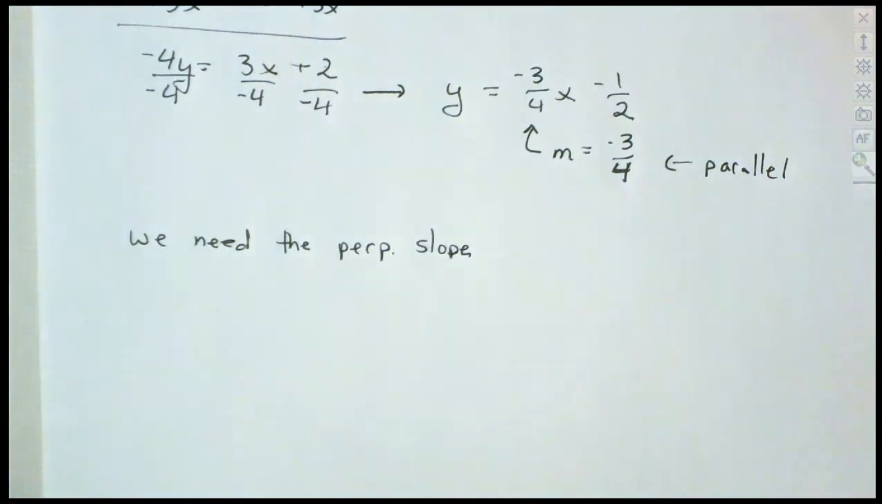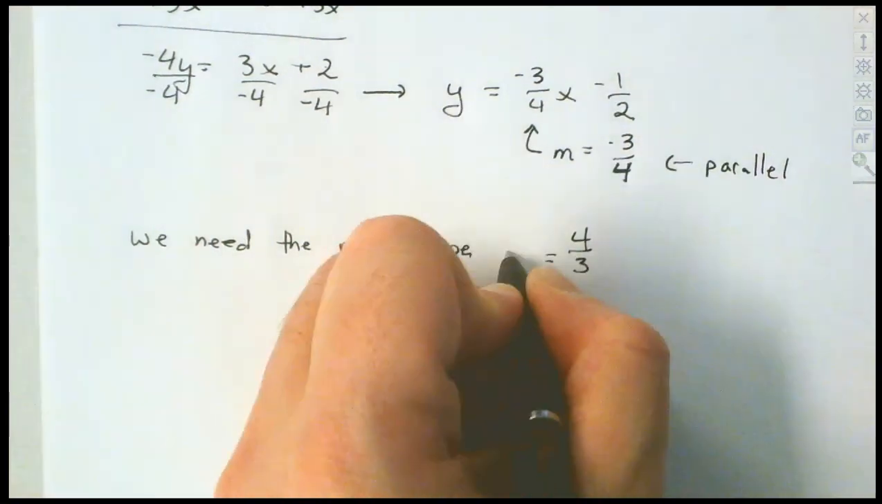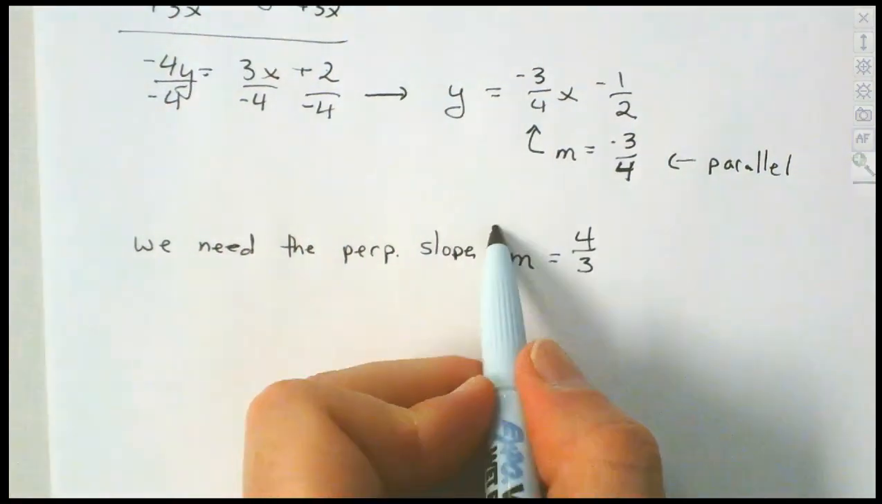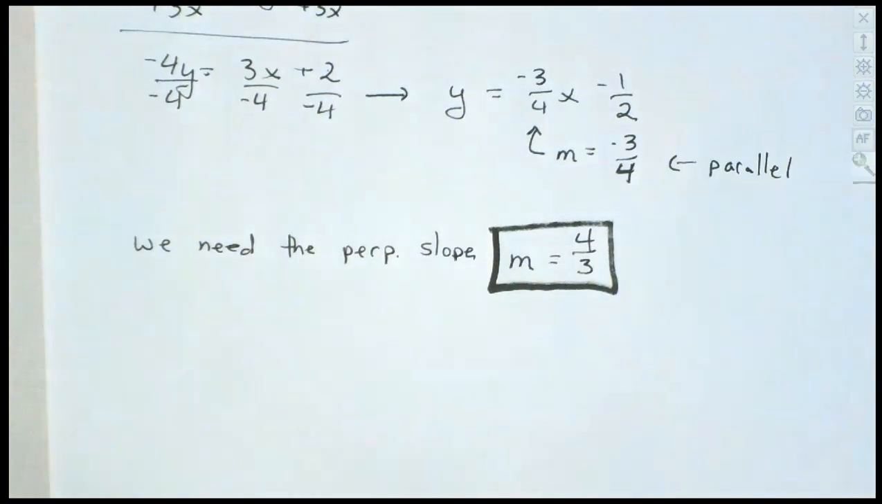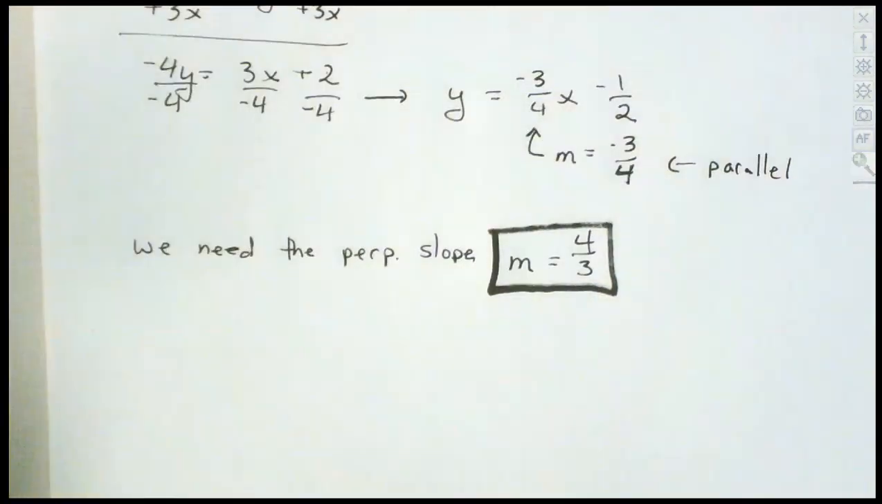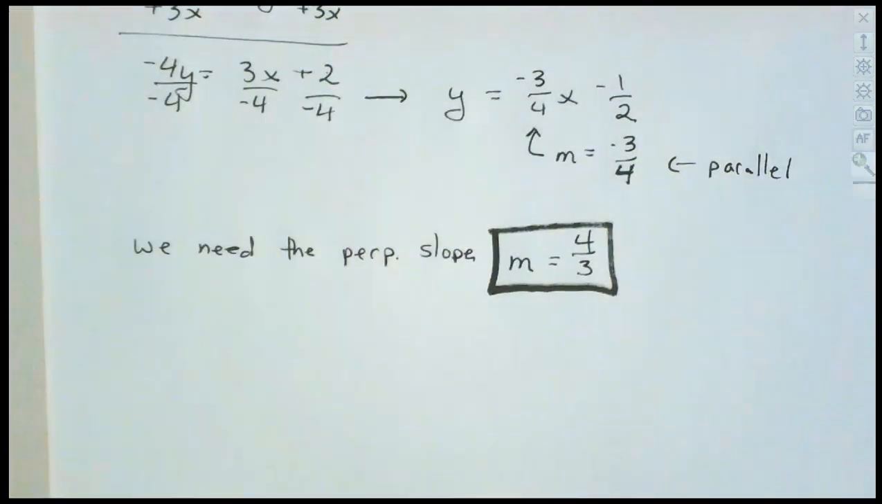Well, our perpendicular slope that we're going to be using then is going to be a positive 4/3. That's going to be the slope that we're going to be using. How did I get that positive 4/3? For perpendicular slope, you take the fraction, you flip it over, and change your sign. So we flip it over, and that gave us 4/3. It was negative, so now it becomes a positive 4/3. That's what we're going to be using.